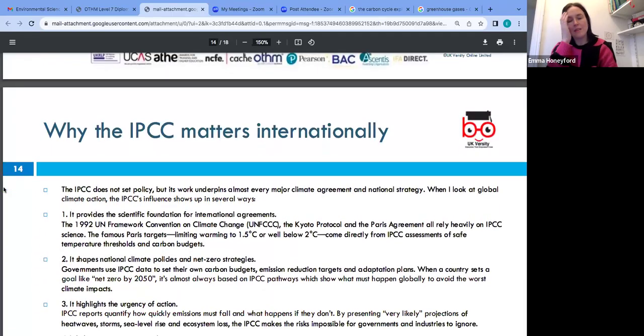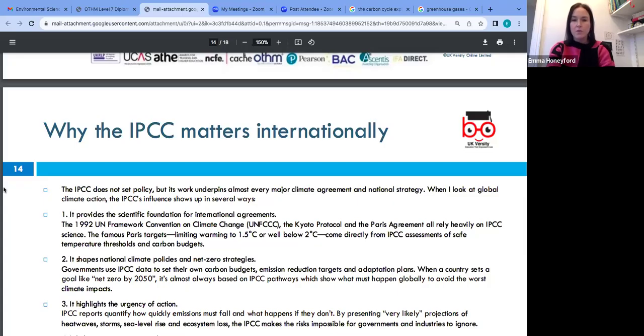So why does the IPCC matter so much internationally? The IPCC doesn't set out a policy, but it works to underpin almost every major climate agreement and national strategy. So when we look at global climate action, the IPCC's influence shows up in several ways.